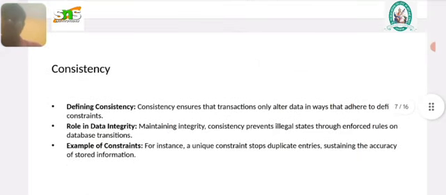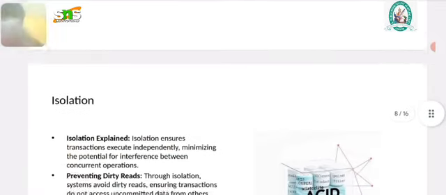Next, we discuss consistency. There are three roles we discuss: defining consistency, its role in data integrity, and examples of constraints. Consistency ensures that transactions only alter data in ways that adhere to the defined constraints. The next one is the role in data integrity. Maintaining integrity prevents illegal states, as the database enforces rules on transitions. For example, a unique constraint stops duplicate entries, sustaining the accuracy of stored information.